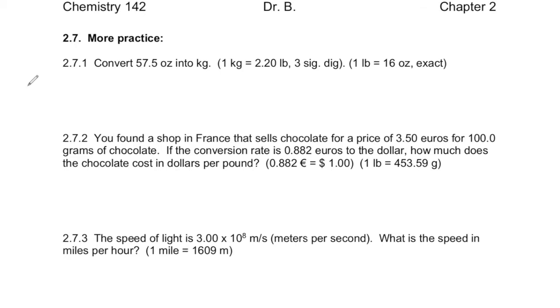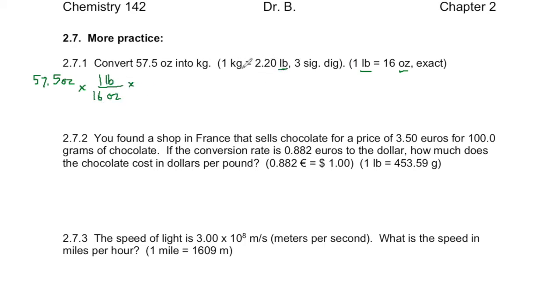All right, let's do some of these practice problems. So here we have a conversion. We have 57.5 ounces. We have a relationship between ounces and pounds. So let's go ahead and use that relationship. We'll put the ounces on the bottom, the pounds on top.